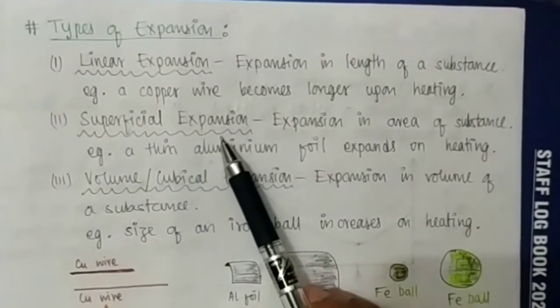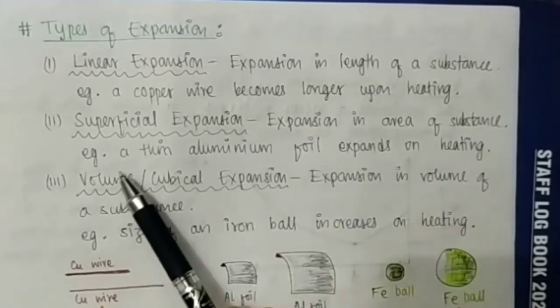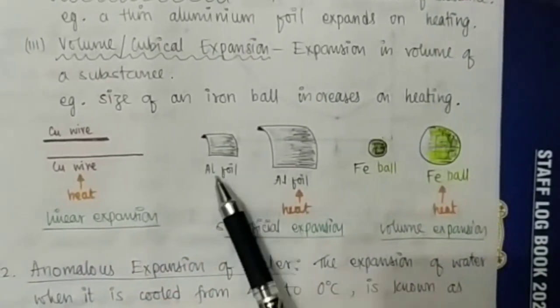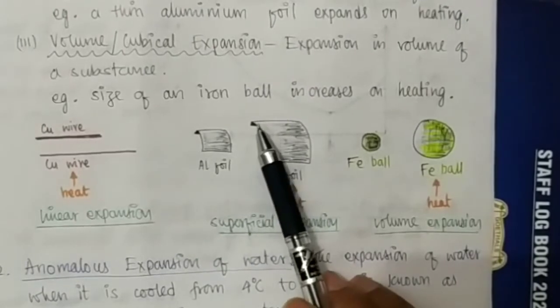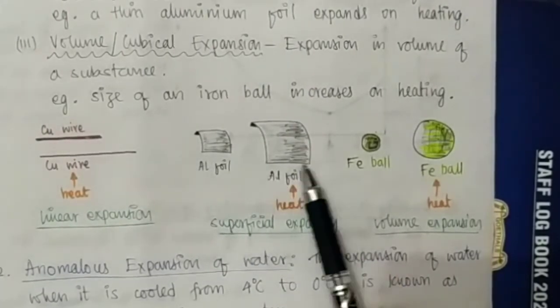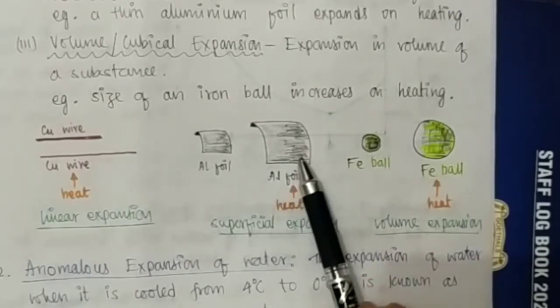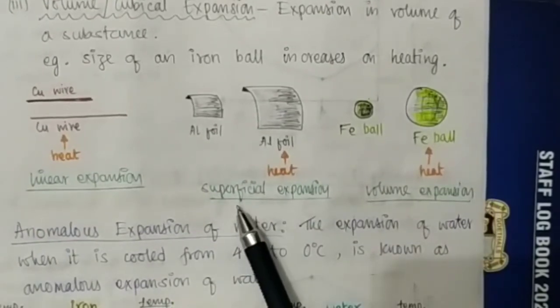Number two, superficial expansion. Expansion in area of a substance. Example: a thin aluminium foil expands on heating. So if you take thin aluminium foil and if you heat it, then you will see that the area of this foil will increase. So there is an increase in the area of this substance. This type of expansion is known as superficial expansion.